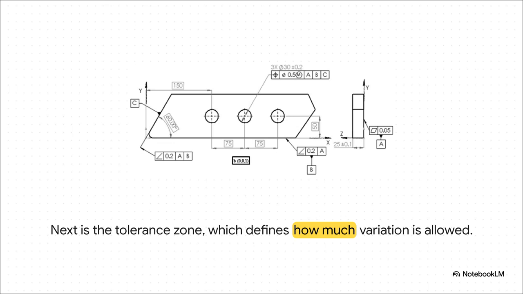So now we know what we're controlling. The second part defines the tolerance zone. It answers the question, okay, but how much can it vary? It specifies the shape and the size of that zone of acceptable error. Here, we see a diameter symbol and a value, which creates a tiny little cylindrical zone. This is our modifier. It tells us exactly how perfect the position has to be.